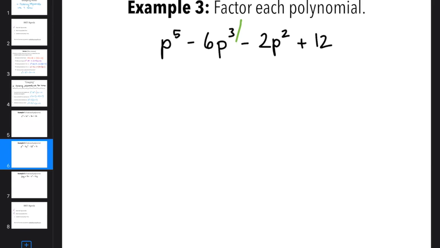Hold on, wait, pause. I'm going to make my line right here. Okay, because it matters with that subtraction sign right there. So looking at my first half, my greatest common factor is going to be p^3, which leaves me with p squared minus 6.